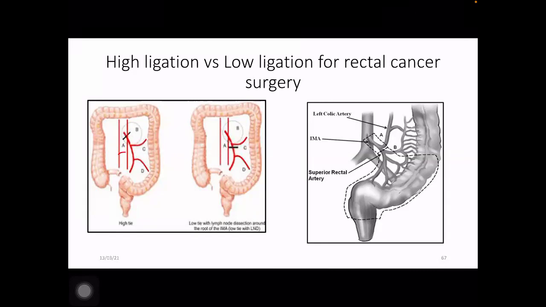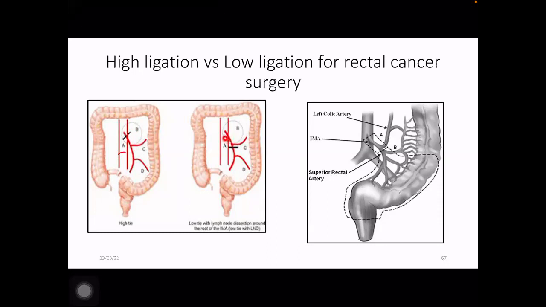So what is the difference between high ligation versus low ligation? It doesn't have much difference. But oncologically, if you have an obvious node sitting at the origin of the IMA, you definitely have to go for a high IMA ligation and remove this node. What is the drawback of doing this high ligation? You might injure the sympathetic plexus or the pre-aortic plexus, which is present in this area, thereby resulting in sympathetic denervation causing genitourinary complications.